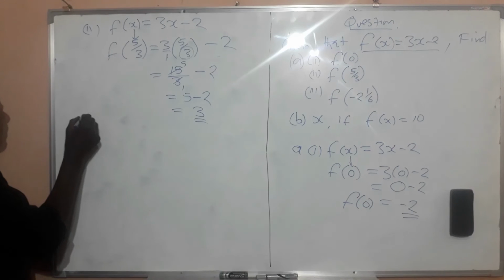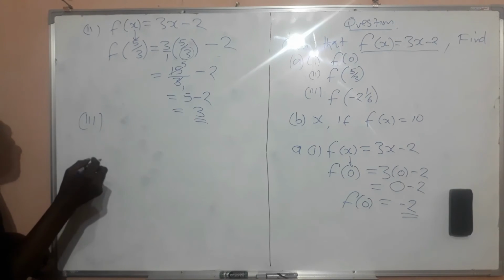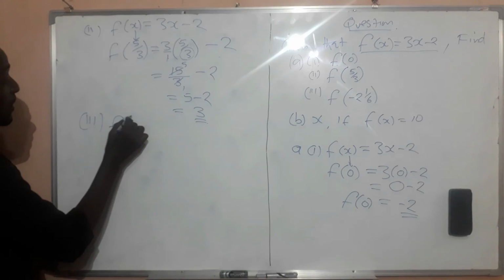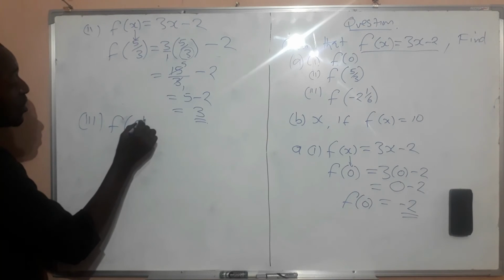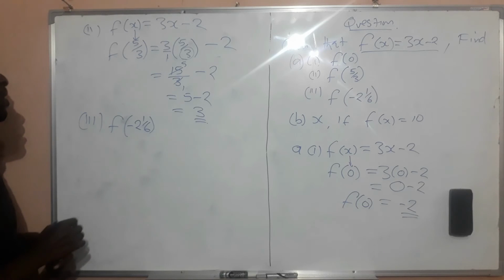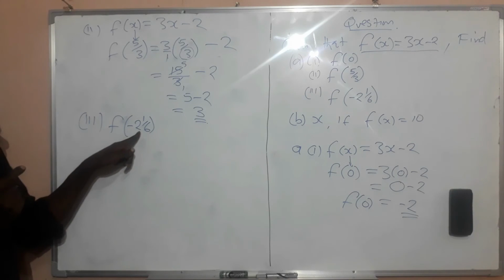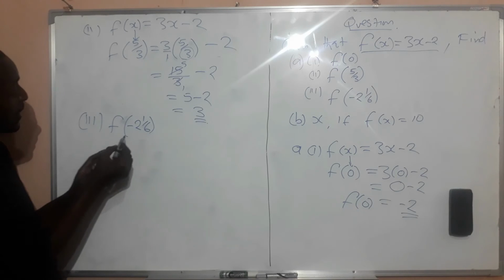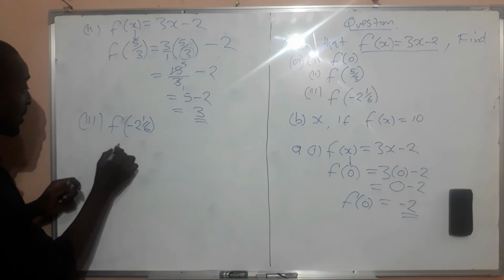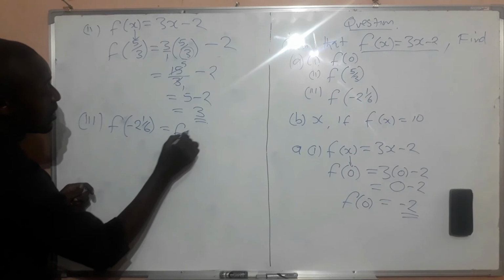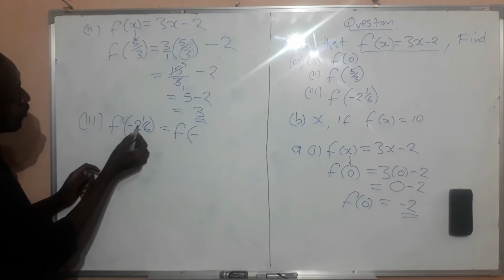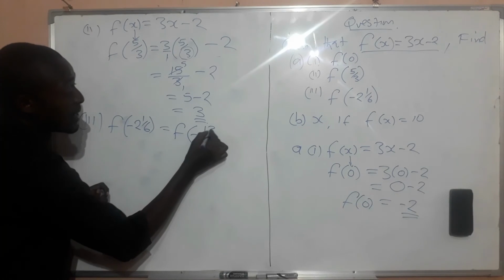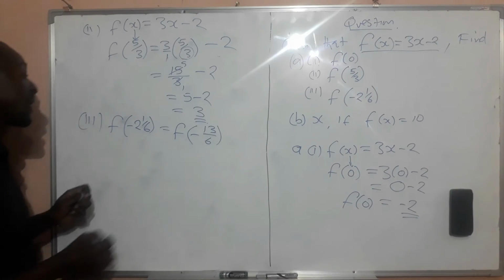Let's go to number 3. Number 3 is f of negative 2, 1 over 6. Okay, so the first step is to change this one into an improper fraction. So you are going to multiply, this is going to be equal to f of negative 2 times 6 is 12, plus 1 you have 13. So you are going to have 13 over 6, like this.